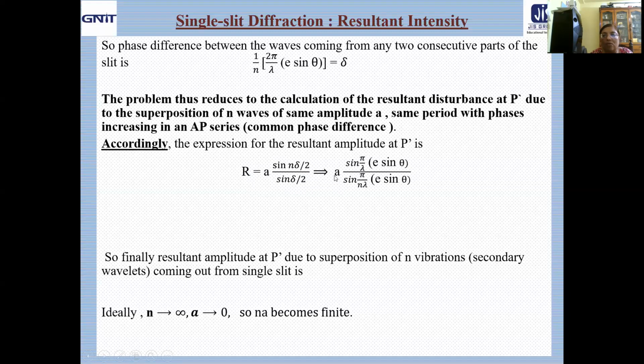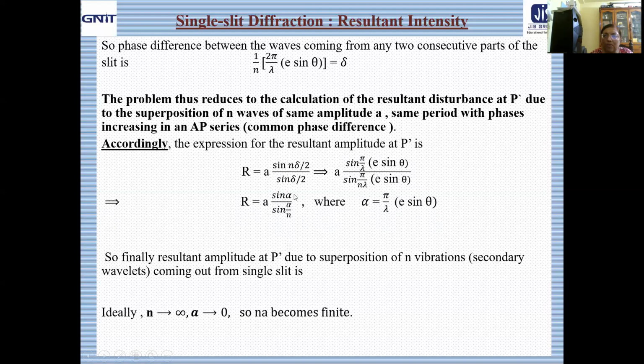Now let us take a look. A remains here. Now n delta by 2, what about n delta by 2 in our case? It is pi by lambda into e sine theta, divided by sine of delta by 2. Delta by 2, take a look, is pi by n lambda into e sine theta. So the expression in our case changes to A into sine of pi by lambda into e sine theta, divided by sine of pi by n lambda into e sine theta.